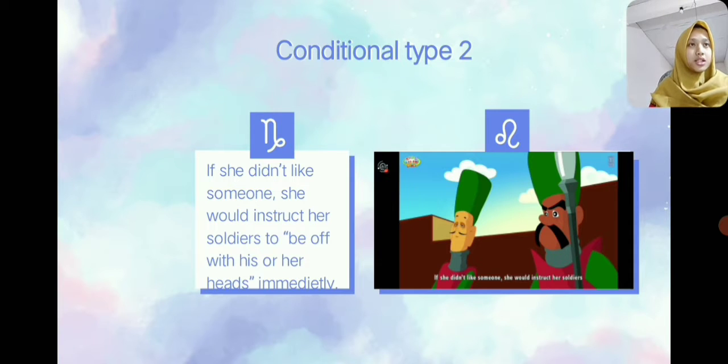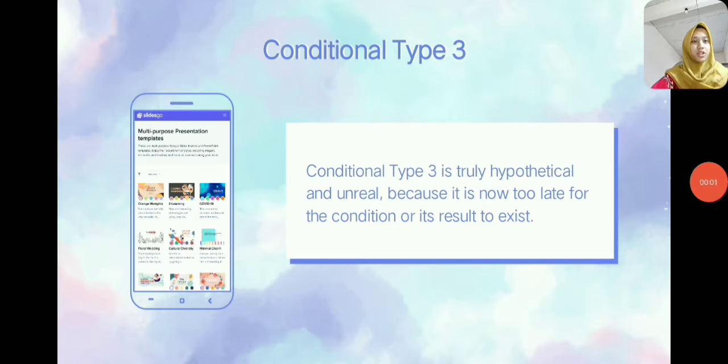This sentence just refers to an unlikely or hypothetical condition because it's just Alice's dreams, so this is just a supposition. Conditional type 3 has the formula if plus past perfect, perfect conditional or perfect continuous conditional. Conditional type 3 is truly hypothetical and unreal because it is now too late for the condition or its result to exist. In these short stories, I could not find an example of conditional type 3 because there is no sentence suitable for the formula of conditional type 3.